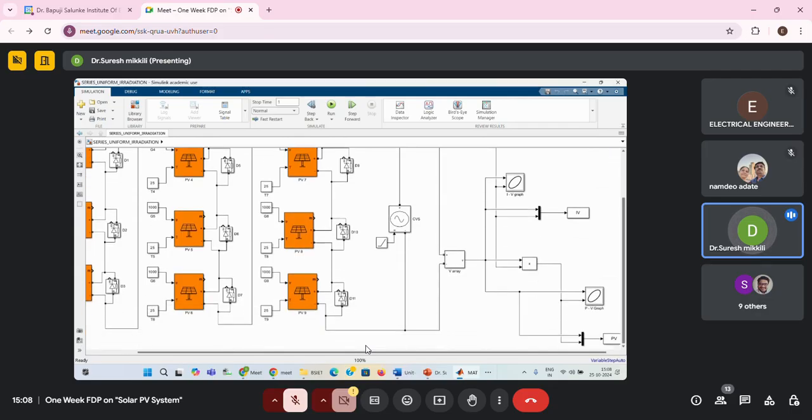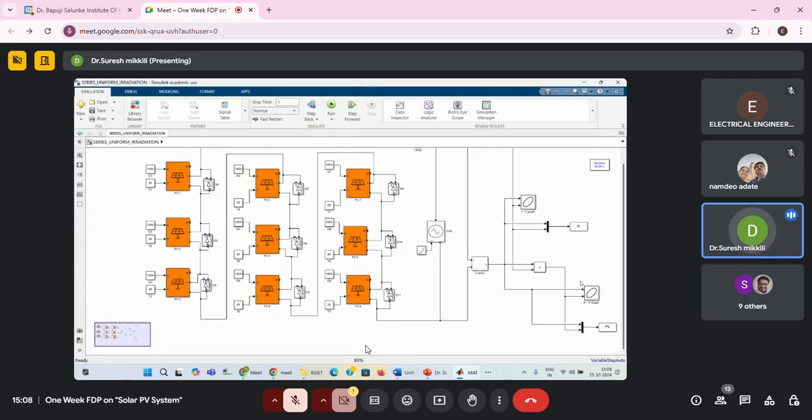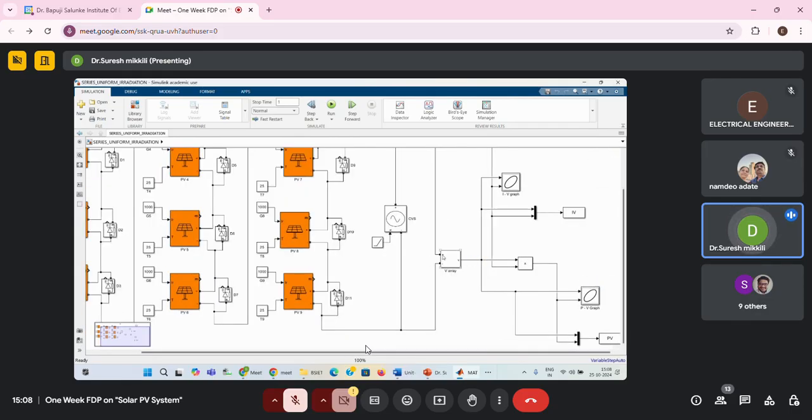Next, I want to calculate power. If I want the PV curve, I need a power calculation. So what I did, I have taken a multiplier, a product block: current and voltage are both multiplied here. The output is given to the PV curve. One is current, second one is voltage I have taken. Both are multiplied, I got the power. And the second input to the PV curve is V. Is it okay?